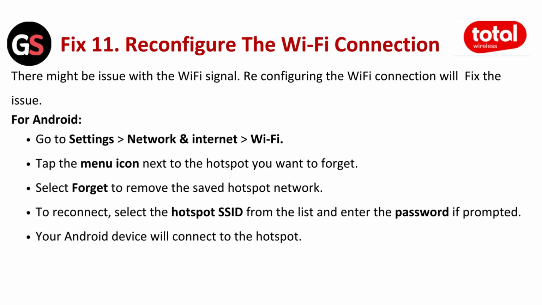Fix 11. Reconfigure the Wi-Fi connection. There might be an issue with the Wi-Fi signal. Reconfiguring the Wi-Fi connections will fix the issue. For Android, go to Settings, then Network and Internet, then go to Wi-Fi. Tap the menu icon next to the hotspot you want to forget. Select Forget to remove the saved hotspot network. To reconnect, select the hotspot SSID from the list and enter the password if prompted. Your Android device will connect to the hotspot.